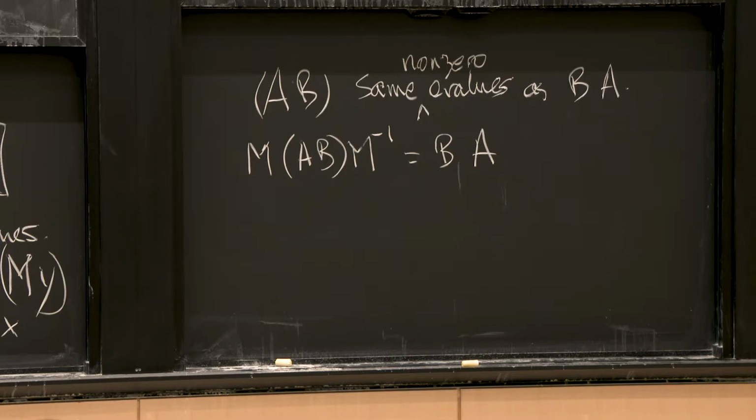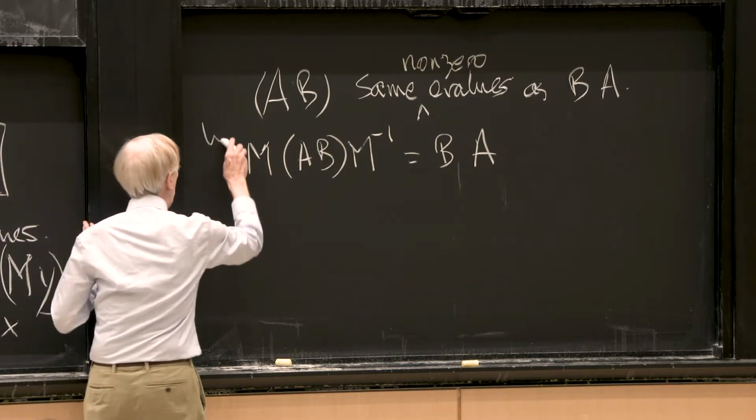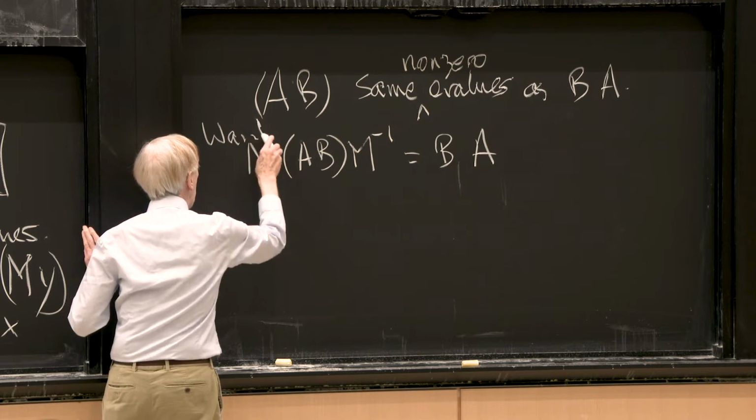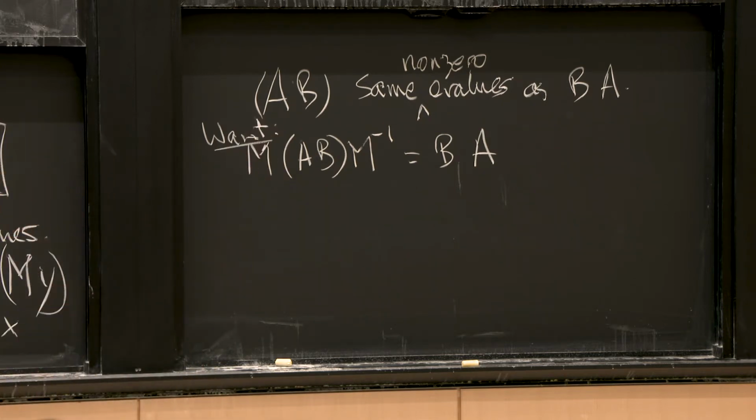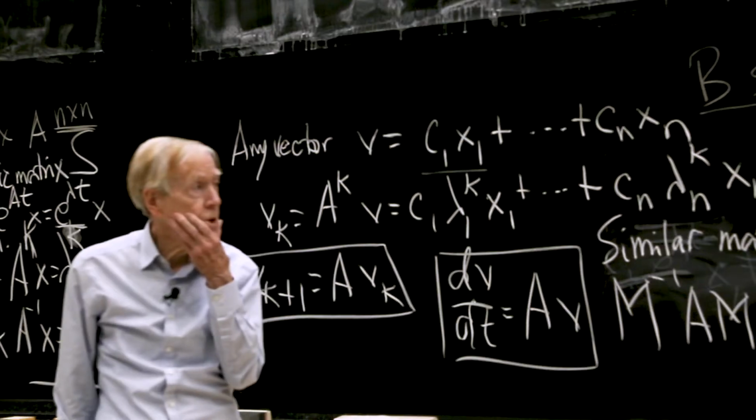So I'll just put the word "want" up here. I want, if I have that, then I'm done, because that's saying that those two matrices AB and BA are similar, and I know that then they have the same eigenvalues. So what should M be?